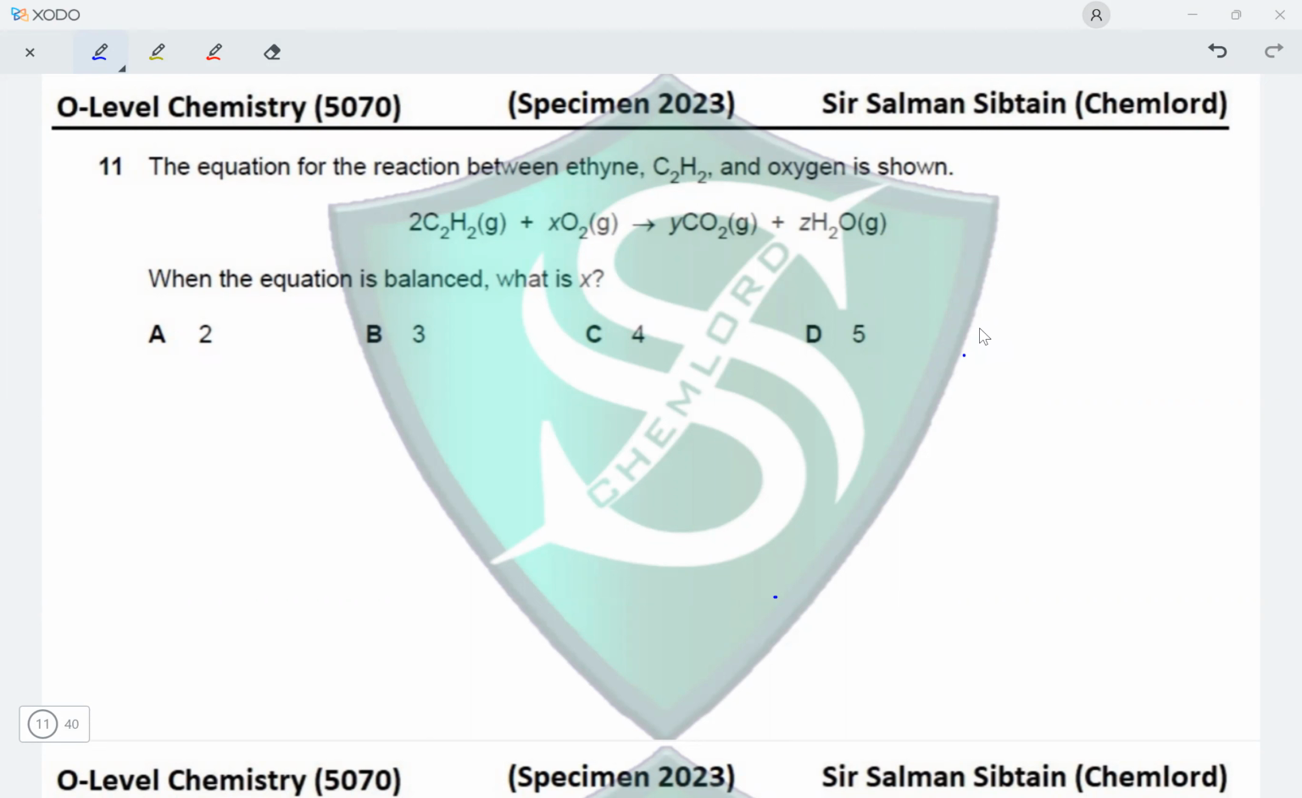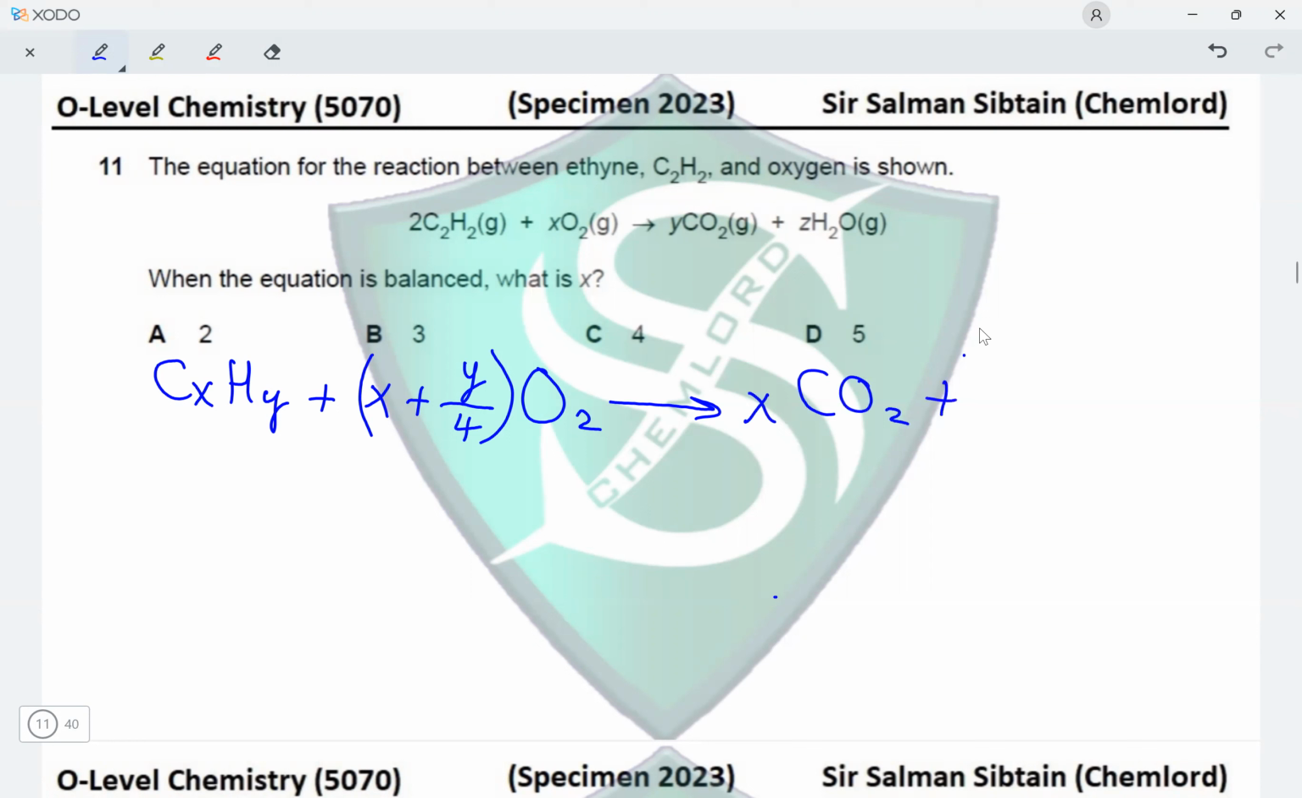In order to balance this equation, we would use the general combustion equation of a hydrocarbon, which is CxHy plus (x plus y upon 4) O2, which will give us x moles of CO2 and y upon 2 moles of H2O. If you do not know this equation, remember it. It will help you in balancing combustion of hydrocarbons.